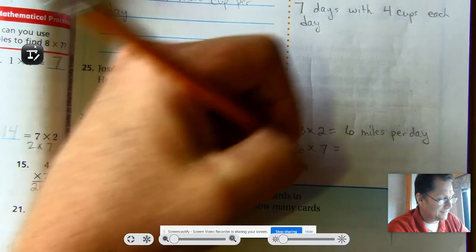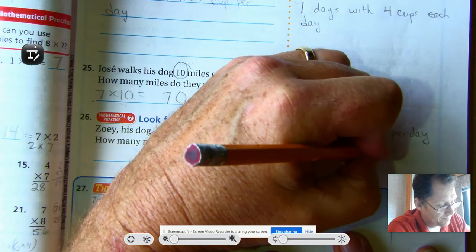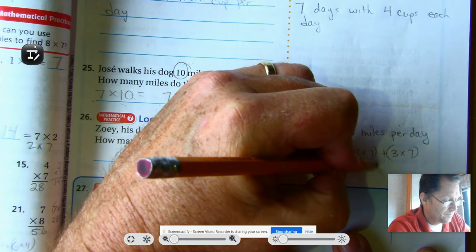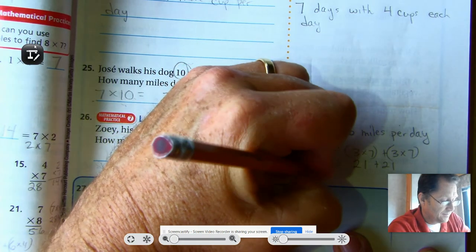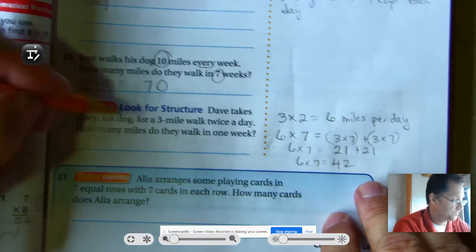So 6 times 7 is the same as 3 times 7 plus 3 times 7. So 21 plus 21, 42.